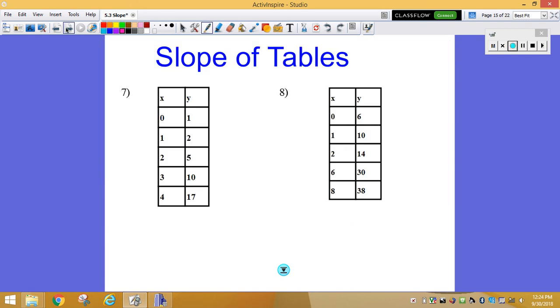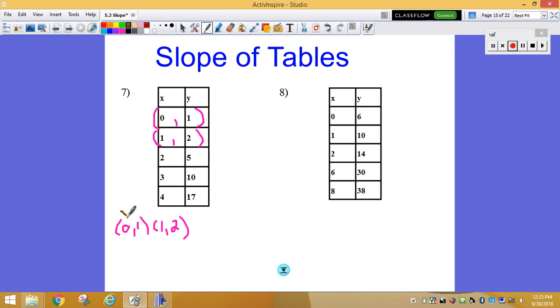Okay, tables. How in the world do you find the slope of a table? It's actually super easy. Tables just give you ordered pairs, right? This ordered pair is 0, 1. This ordered pair is 1, 2. Guess what? We do it the exact same way. I'm going to write the ordered pairs down here. I got 0, 1. That's my first ordered pair. And I got 1, 2. That's my second ordered pair.